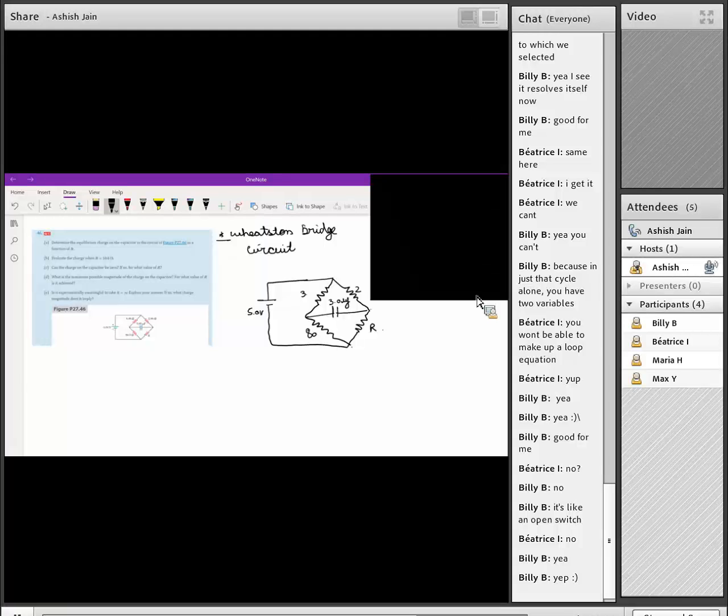Okay, determine the equilibrium charge on the capacitor in the circuit as a function of R. So we have to find the equilibrium charge. That means part A. Let me solve part A, to find the equilibrium charge.